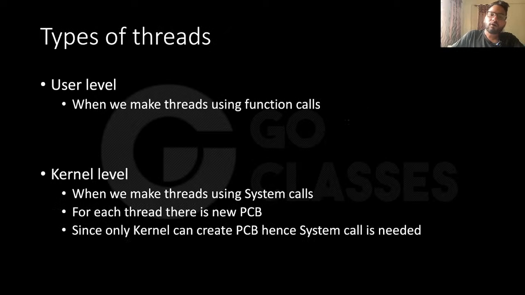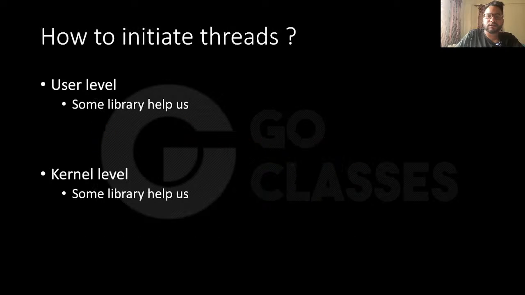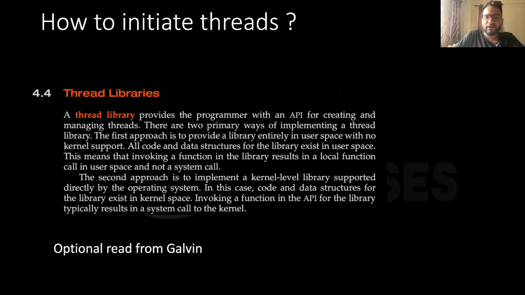Okay. Now every thread has something called a PCB, or some people like to call it TCB, which is thread control block. Every thread, whether it is user level or kernel level, does not matter, needs a TCB. For the user level, if I ask you how to create or initiate those threads, there are some libraries that help us to initiate them, and similarly for the kernel level there are also libraries that help us to initiate their threads, right?